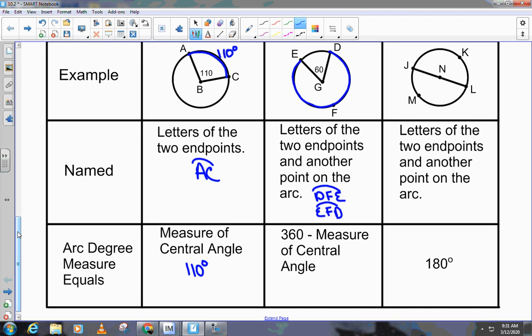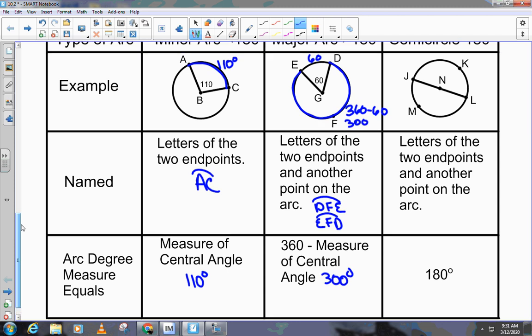Okay, now the measure of a major arc is basically what's left of the circle from the minor arc. Okay, so if the minor arc is 60, then this is the rest of the circle, which is 360 minus 60. So this particular one is 300 degrees. So you just take the minor arc, subtract it from 360, and that's what your major arc measures.